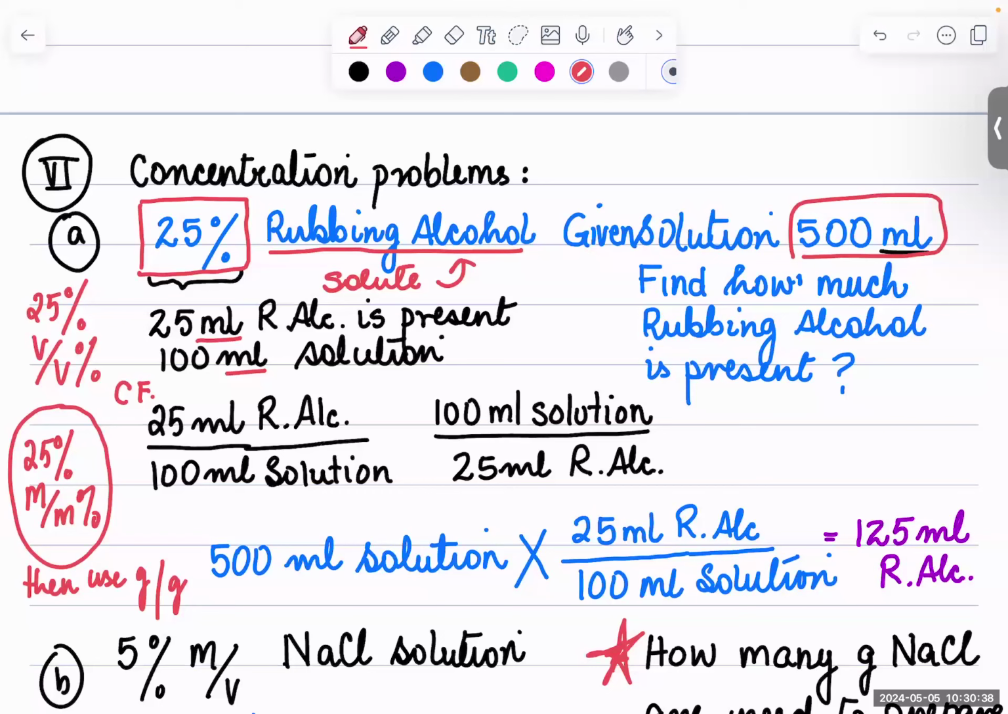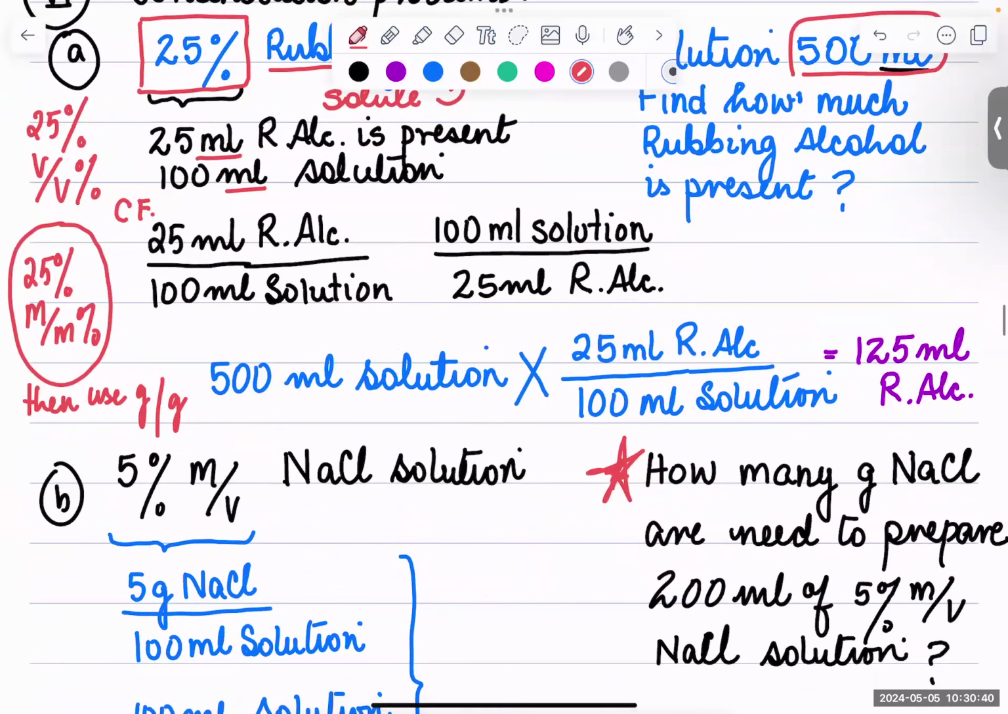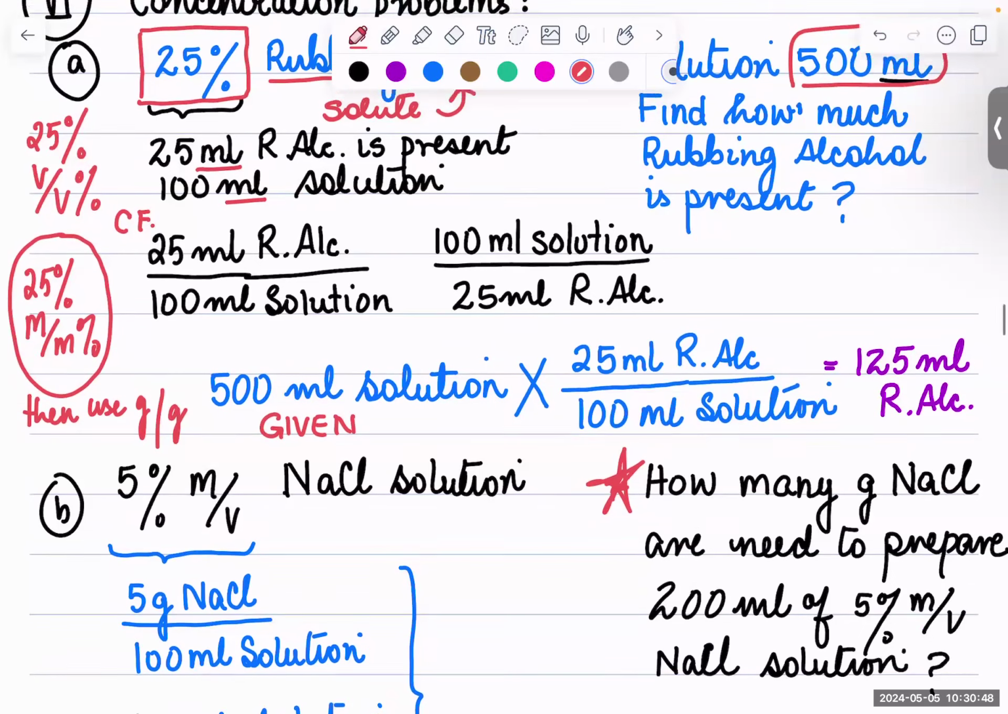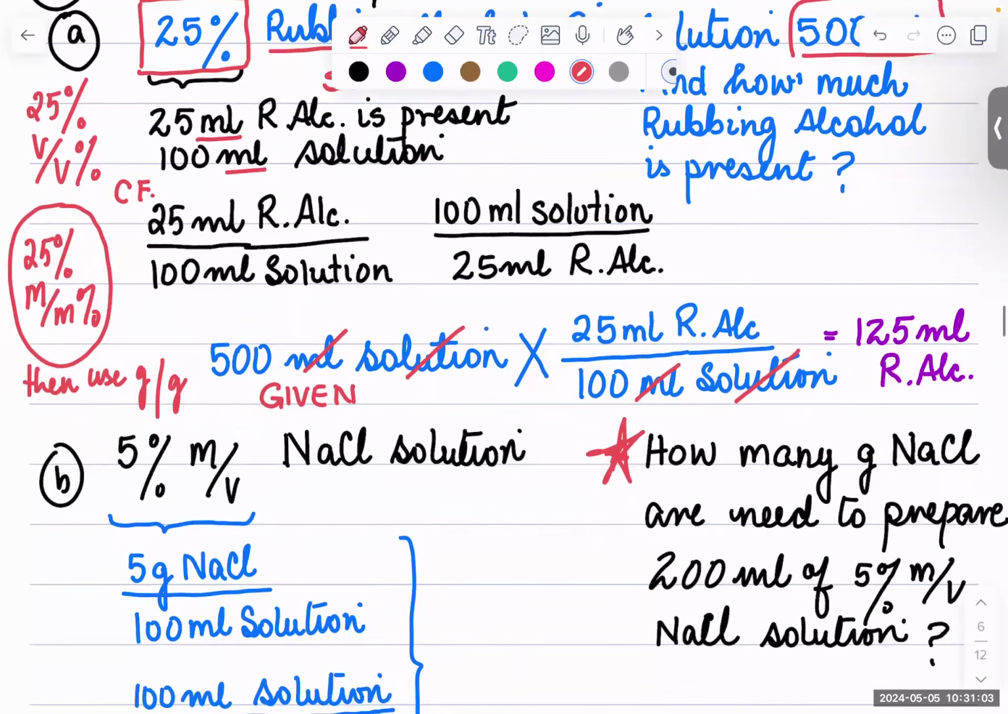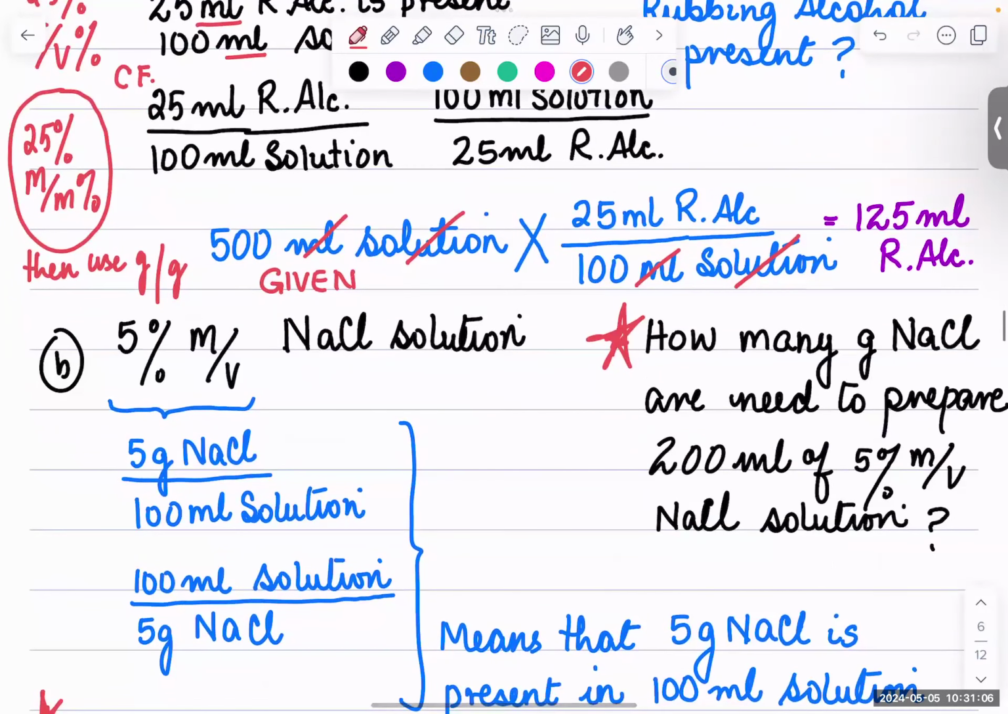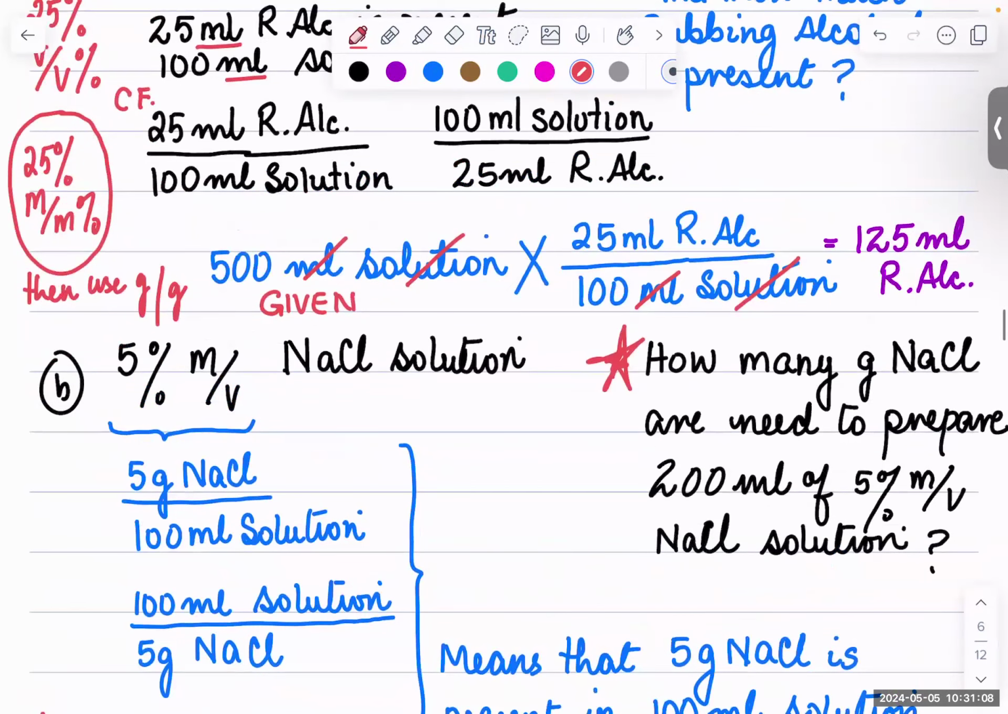Okay, so just write down what is given to you. This is given. 500 ml solution is given, times, you need to find how much alcohol is present in 500 ml solution. So 100 ml solution and milliliter solution cancel out, and 500 times 25 over 100 gives you 125. So this is how you will solve a percentage problem. Now, on the other hand, let's just put this here. This is on the side.